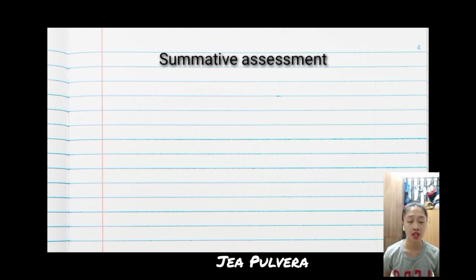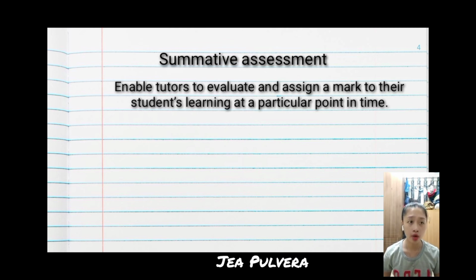Summative assessment is to evaluate and assign a mark to students' learning at a particular point in time. It is usually given at the end of a course or unit. The purposes of summative assessment: first, determine the extent to which the instructional objectives have been met. Second, clarify students' mastery of the intended learning outcomes and use for assigning grades. Third, provide information for judging appropriateness of the instructional objectives. And the last is to determine effectiveness of instruction.